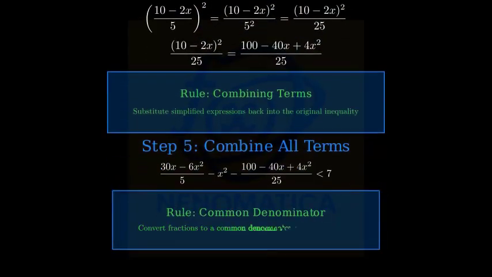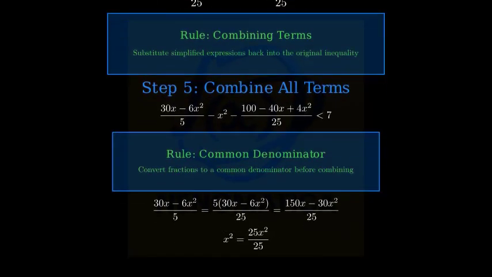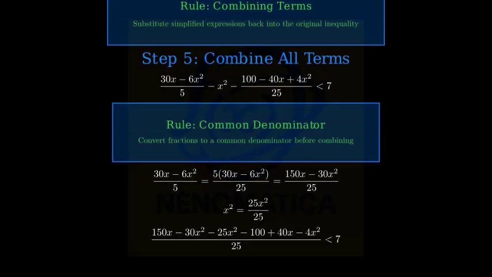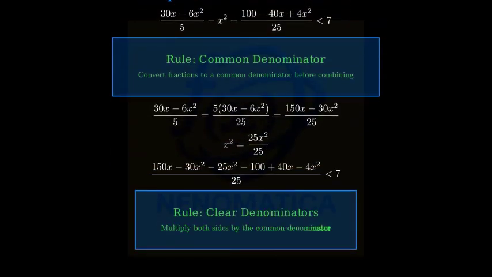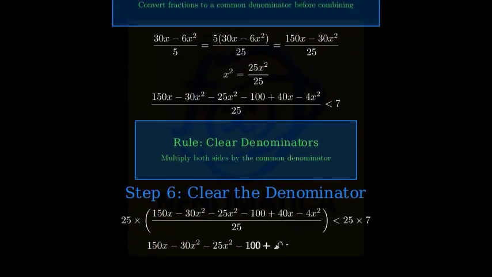To make this easier, let's convert everything to a common denominator of 25. After converting, our inequality becomes 150x minus 30x squared minus 25x squared minus 100 plus 40x minus 4x squared, all over 25, is less than 7. Let's multiply both sides by 25 to clear the denominator. This gives us 150x minus 30x squared minus 25x squared minus 100 plus 40x minus 4x squared is less than 175.